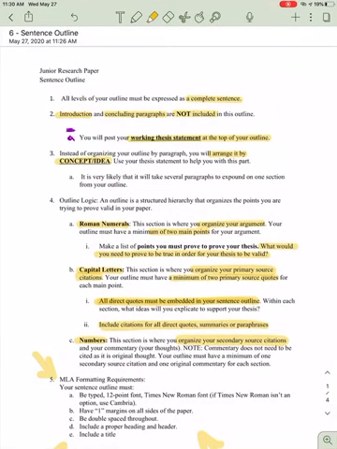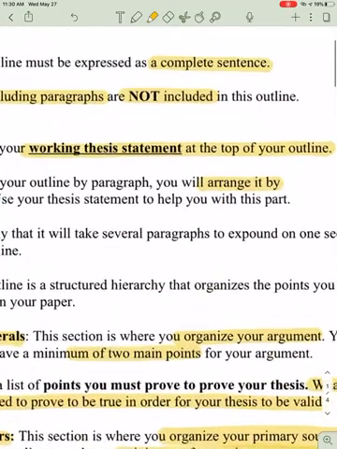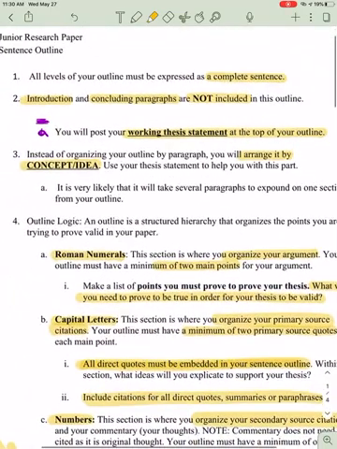Okay, so today we're going to talk about making our sentence outline. First things first, you want your outline to be in complete sentences. It is called a sentence outline, after all. One thing to keep in mind is that your introduction and concluding paragraphs are not included in this outline.